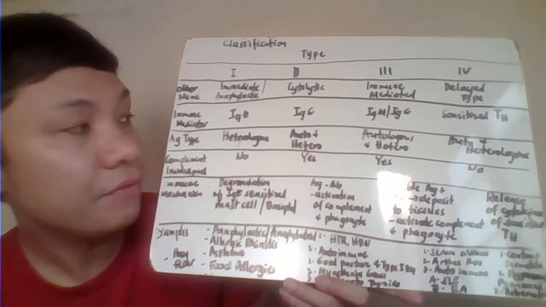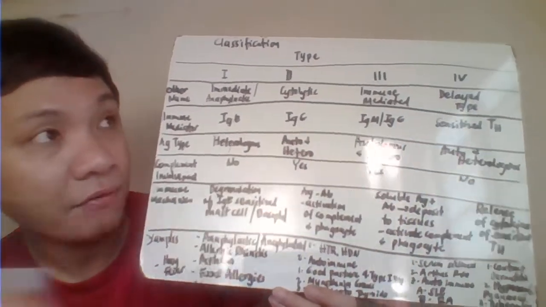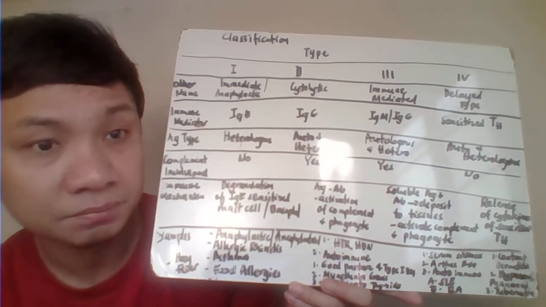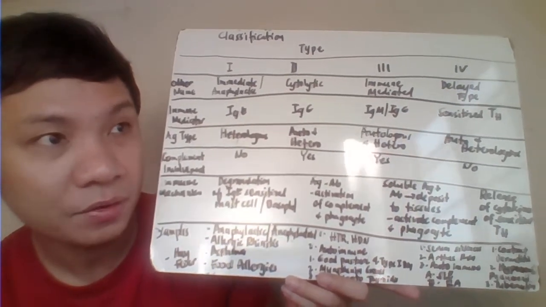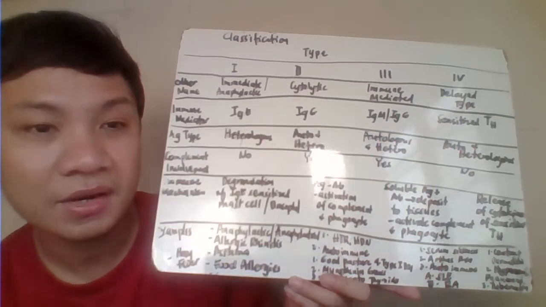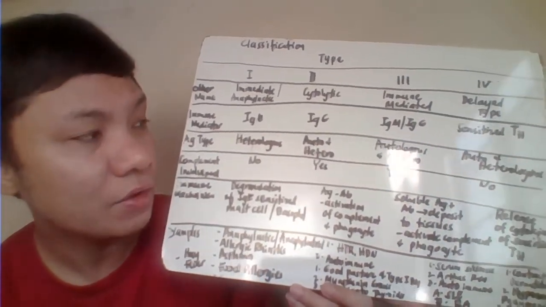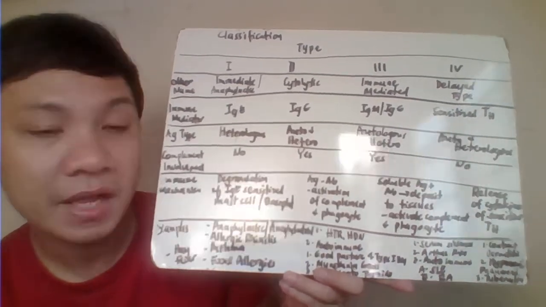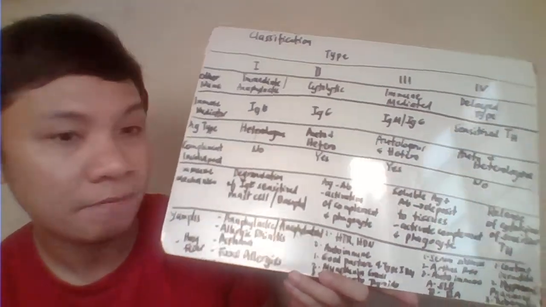So we have here your antigen type. For type 1, we have your heterologous. Heterologous is, okay, that's your non-self. We have autologous and heterologous, so that's yourself and your non-self. Same is true with your type 3 and your type 4.